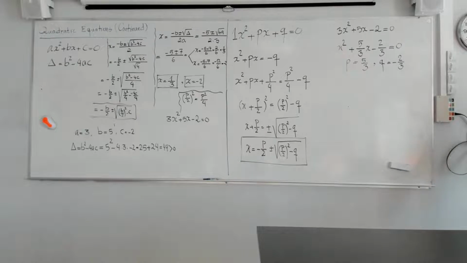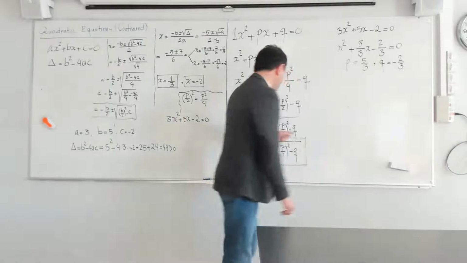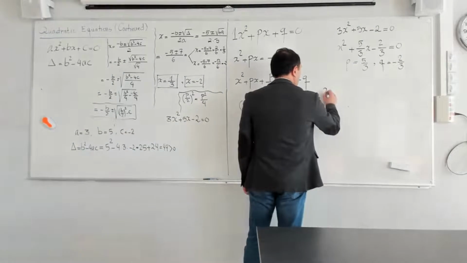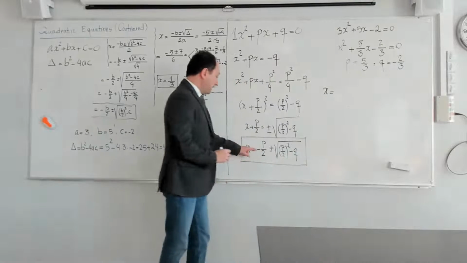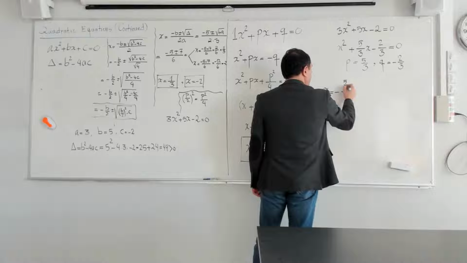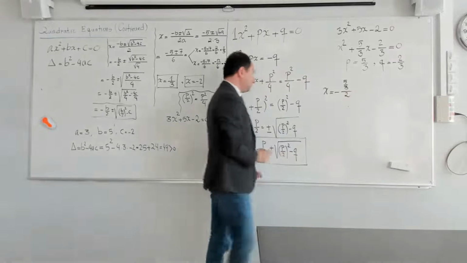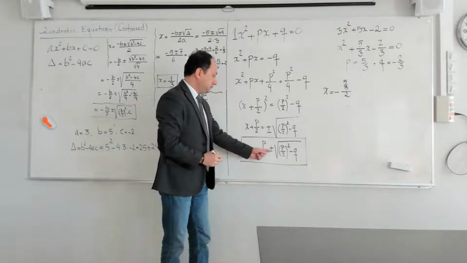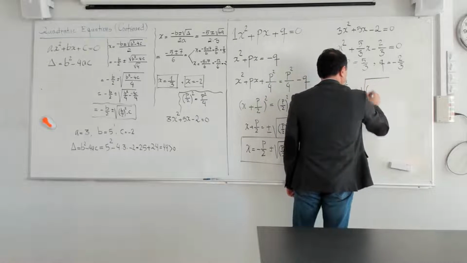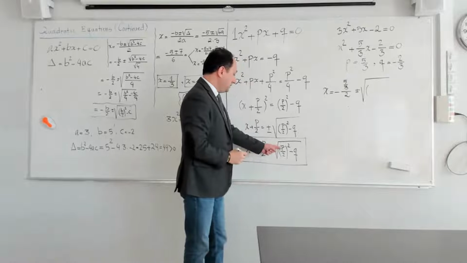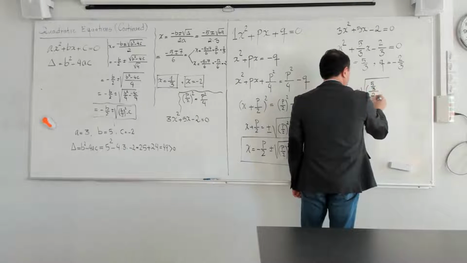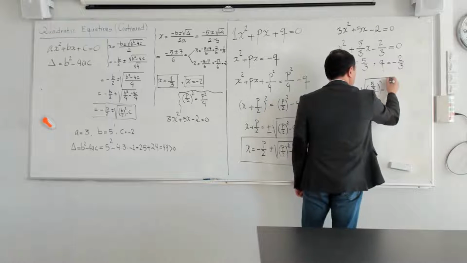Okay? And then I can go and use this formula from the formula sheet and then plug the numbers in. So X becomes equal to, I have minus P here. So I have minus P is 5 over 3. I have to divide it by 2 because it's P over 2. And then plus or minus square root of the same situation, P divided by 2, and then square it, minus Q.